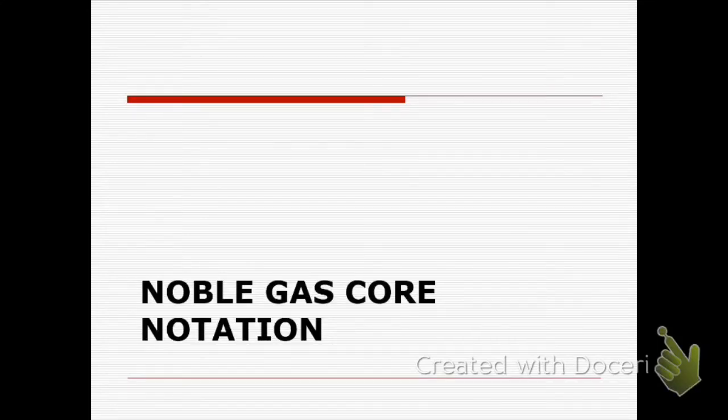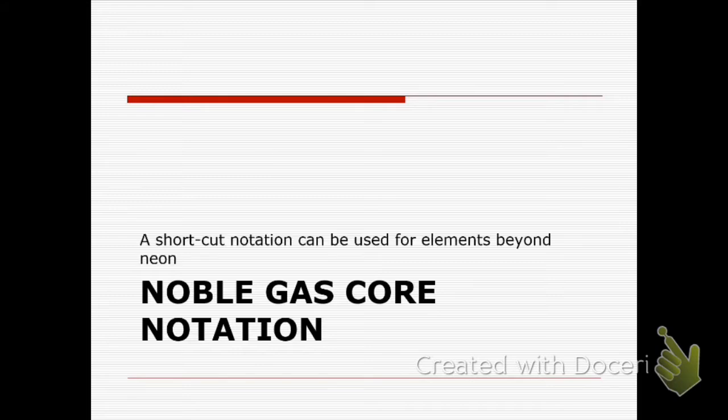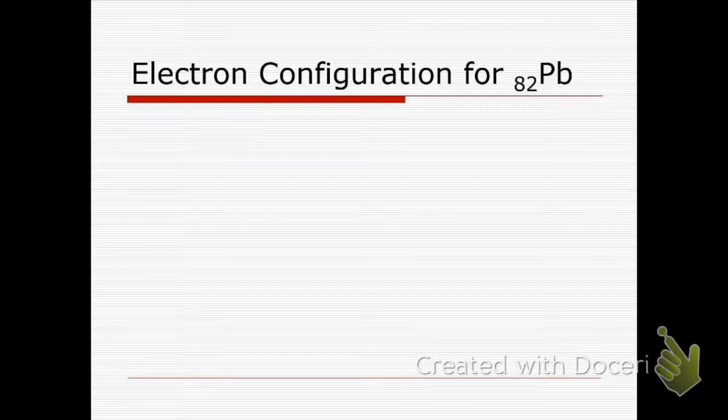This lesson looks at using the noble gases as a shortcut for writing electron configurations. It can be used for any element beyond neon, so any element higher than number 10. Let's start by writing the full electron configuration for lead, atomic number 82.